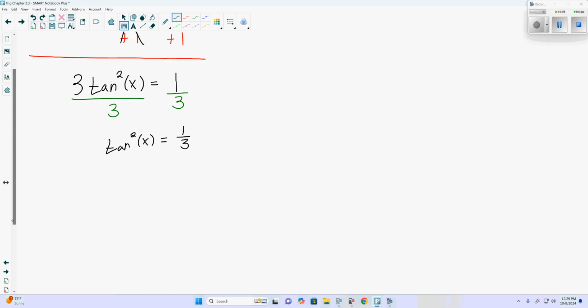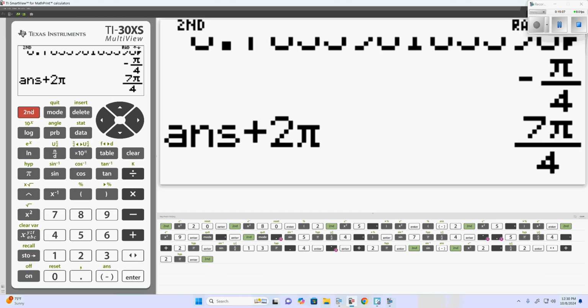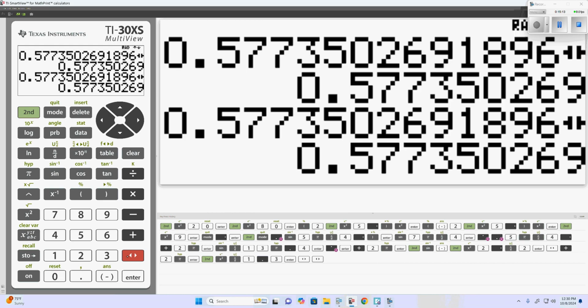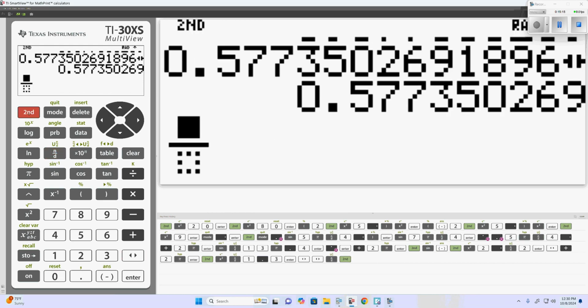And last but not least, we would square root both sides. The square root and square will cancel, giving us tangent of x is equal to plus or minus, because whenever we take the square root of both sides, we have to add the plus or minus. Now we still need to simplify our square root of 1/3. Now, unfortunately, on the graphing calculator, the TI-30XS, if we just type the square root of 1/3 in, it'll give us a decimal and won't convert it back into simplest radical form.